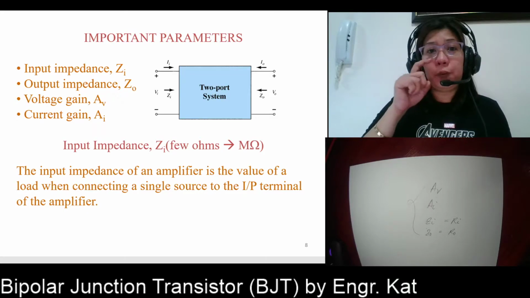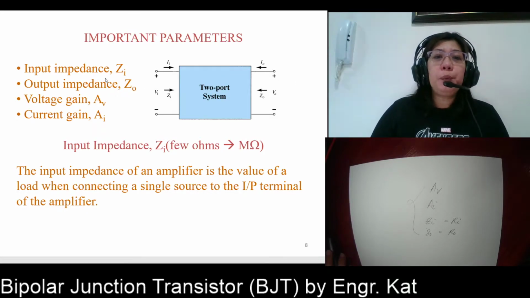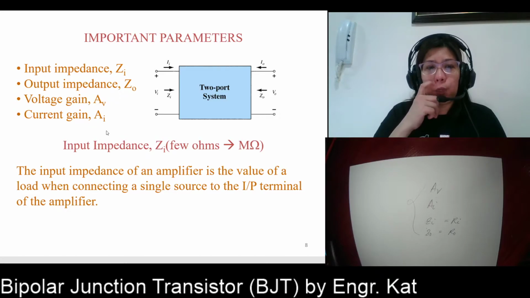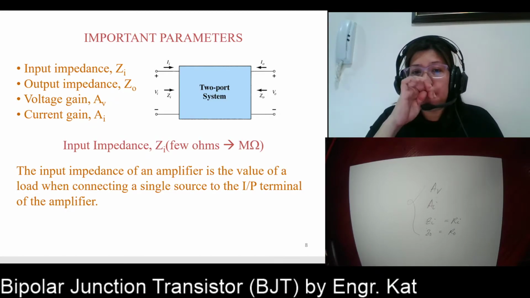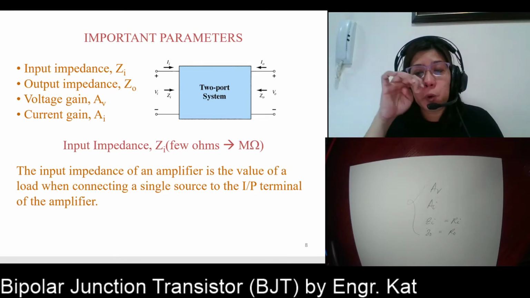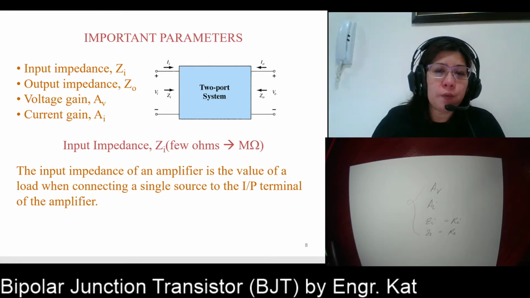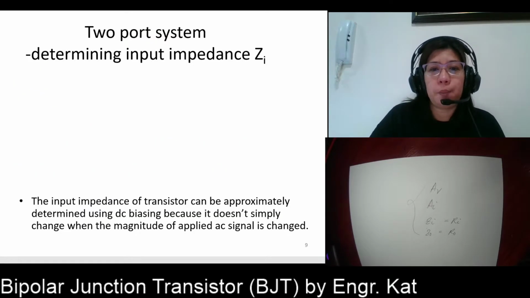Okay, so these are the four important parameters. We have a two-port system, so we have the input impedance ZI, the output impedance ZO, the voltage gain, and the current gain. Input impedance usually ranges from a few ohms to mega ohms. The input impedance of an amplifier is the value of the load seen when connecting a signal source to the input terminal of the amplifier.